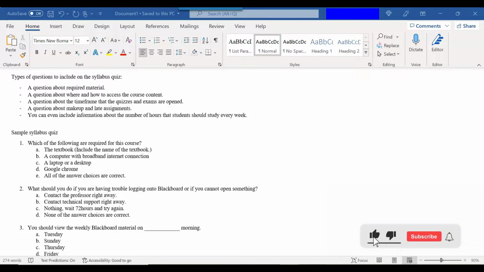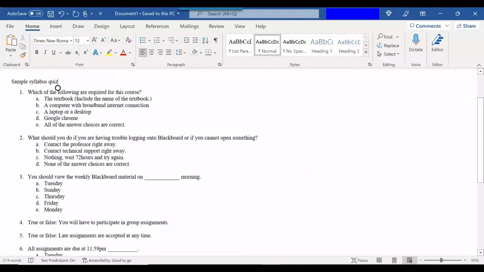So this is a sample syllabus quiz. Which of the following are required for the course? So you can include what's required. So do you require a textbook, a computer with internet connection, a laptop or a desktop, Google Chrome? What should you do if you're having trouble logging onto Blackboard, or if you cannot open something? What should students do? Should they contact you? Should they contact technical support?